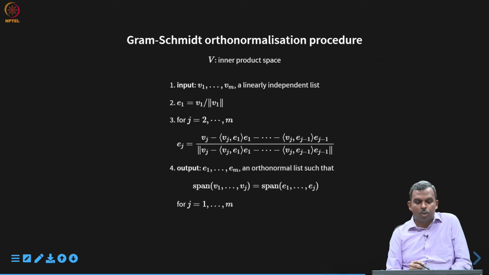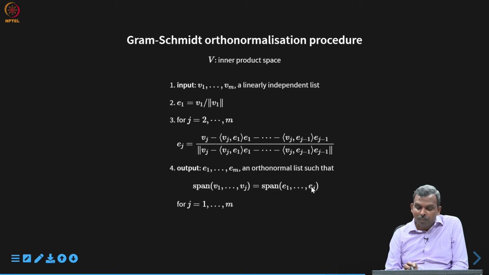So the output E1 through EM is an orthonormal list. The orthonormal list part is easy enough to show, but notice what has happened here. This is very, very crucial. The span of V1 to Vj for every j is the same as the span of E1 to Ej. This maybe takes a little bit of proving, and you can prove it by induction. It is very easy.